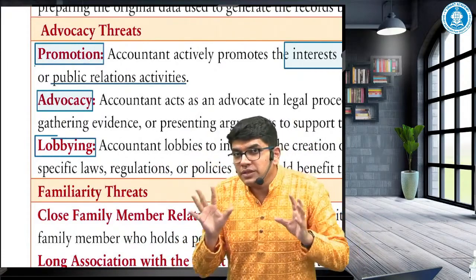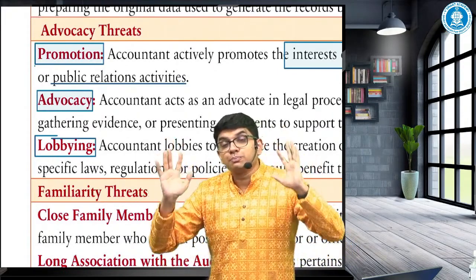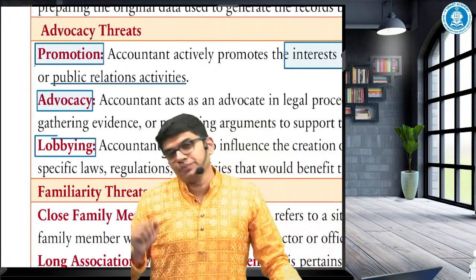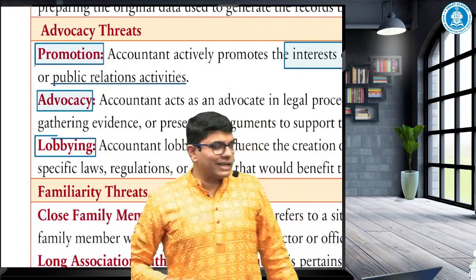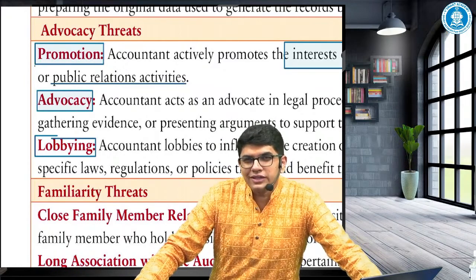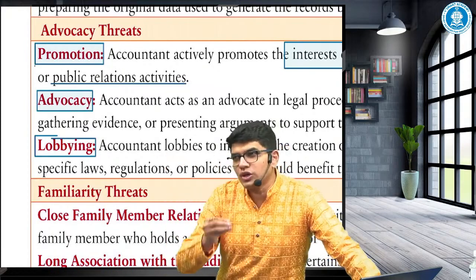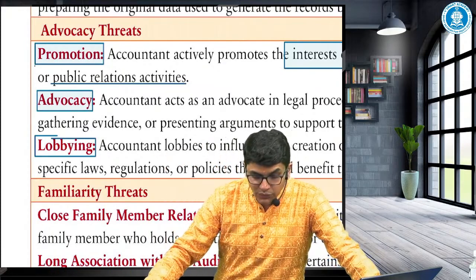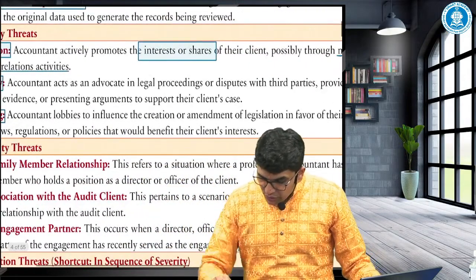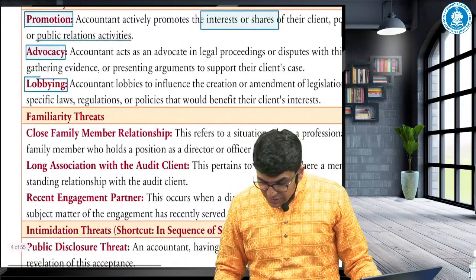Lobbying means trying to push a few things to get favorable policies and favorable laws. That's called lobbying. So if a chartered accountant is getting this work of lobbying, he may say a lot of false things to cover up, simply to say that the client has this, the client has that, he is good and so on. Correct? It will create again advocacy threat. The accountant lobbies to influence creation or amendment of legislation in favor of their client, advocating for specific laws, regulations, policies.